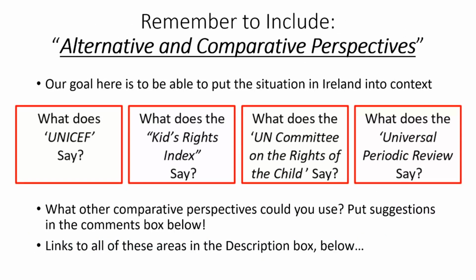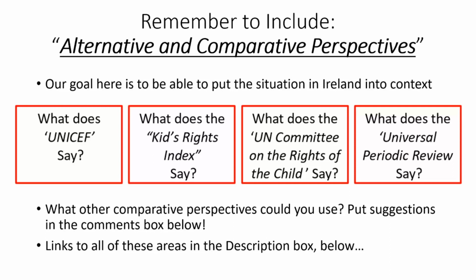Now, this is one element of the course which is a little bit of a trick within the marking scheme. There is 15% of your essays the marks are allocated for, quote, alternative and comparative perspectives. So if there's 15% of the marks going for it, you have to be very conspicuous in showing the examiner that you are doing these things.